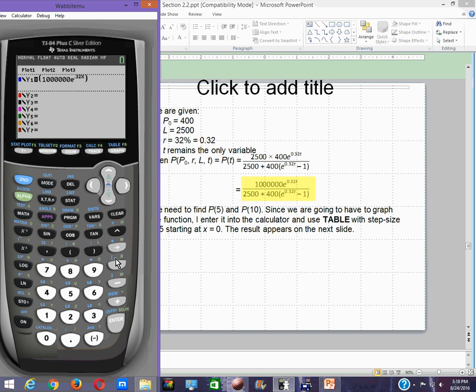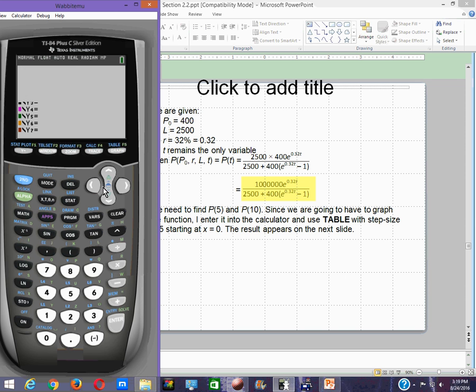Close the numerator. Divided by, open denominator, 2500 plus 400, open parenthesis, second ln 0.32t, get out of the exponent, minus 1. Close the parentheses after the minus 1, and then close the parenthesis for the denominator. Okay, and we quit that.